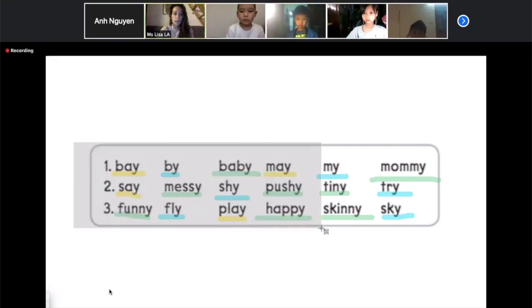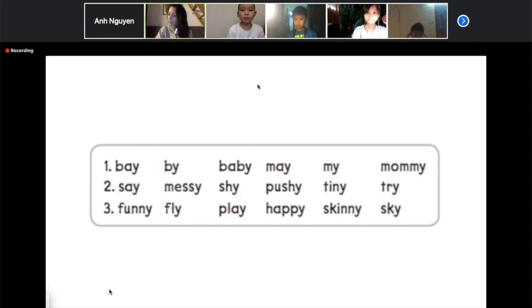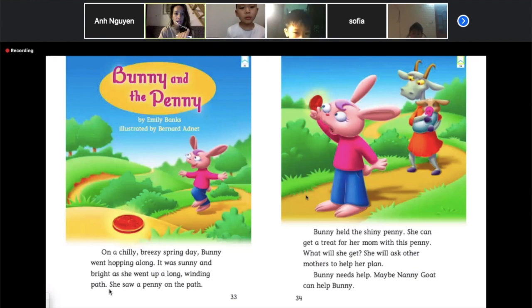We're going to read a story now. So I want everyone to be following along as I read. Okay, I'm going to read it aloud the first time, and then I'll call on people to read pages after that. So this story is called Bunny and the Penny by Emily Banks, illustrated by Bernard Adnet.